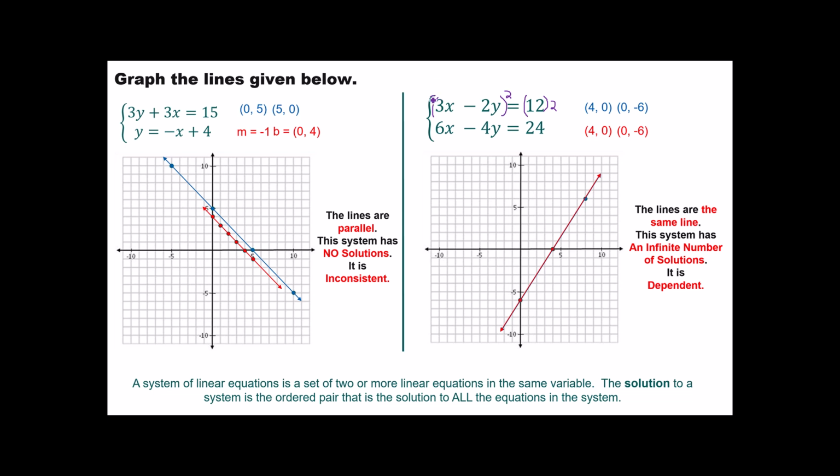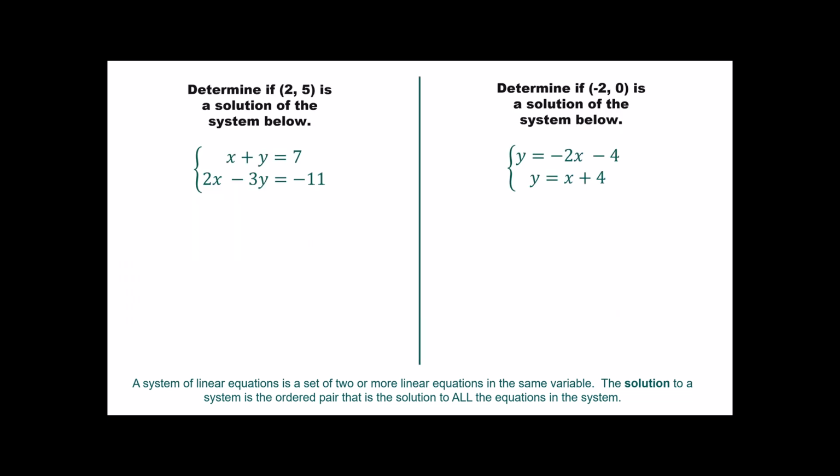By the way, I did not mention it earlier, but this symbol right here, this little set of braces, is one way that we identify a system. It just means that these two equations are working together. Couple other things I want to make sure you're aware of.